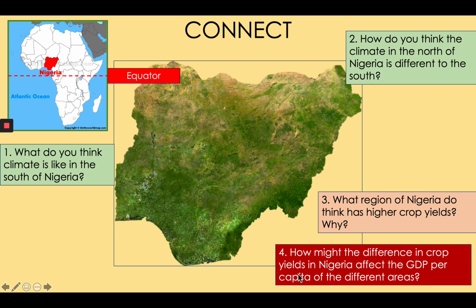4. How might the difference in crop yields in Nigeria affect the GDP per capita of the different areas? Well, if an area has low crop yields, then the farmers are likely to make a lower income. People are also more likely to not have enough food. So this might mean that the south has a higher GDP per capita than the north, since crop yields are higher in the south than the north. We will find out if these things are true.